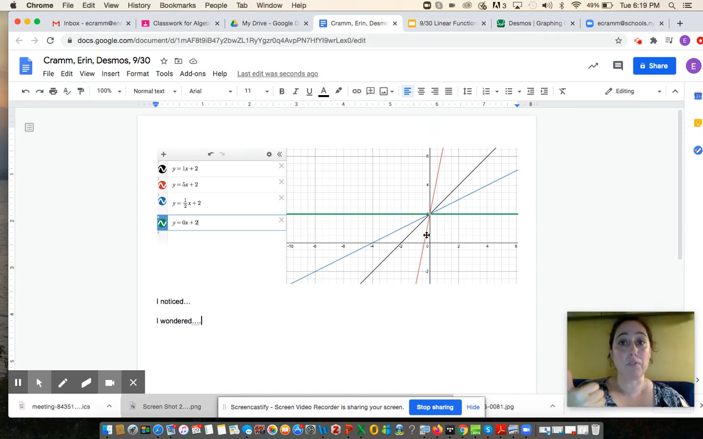So we did a little bit of review on slope-intercept form, and this is a good tutorial for when you come to your assignment today in the slides.